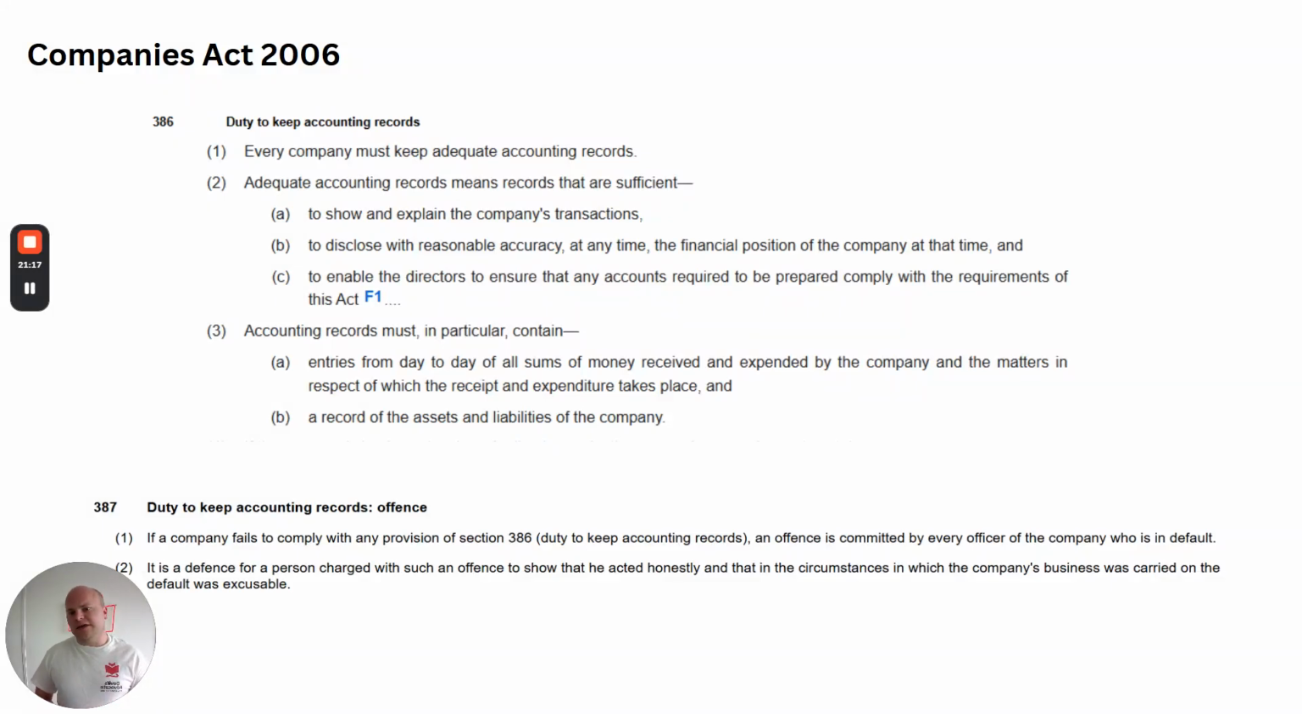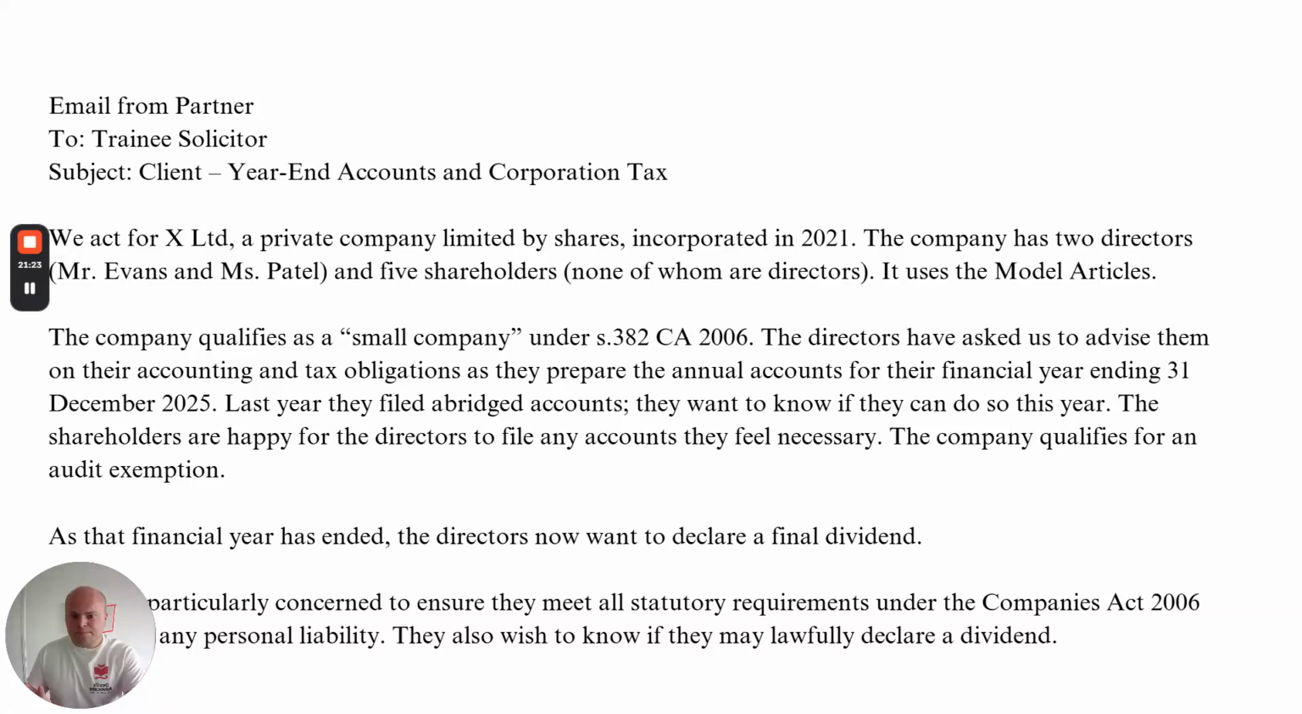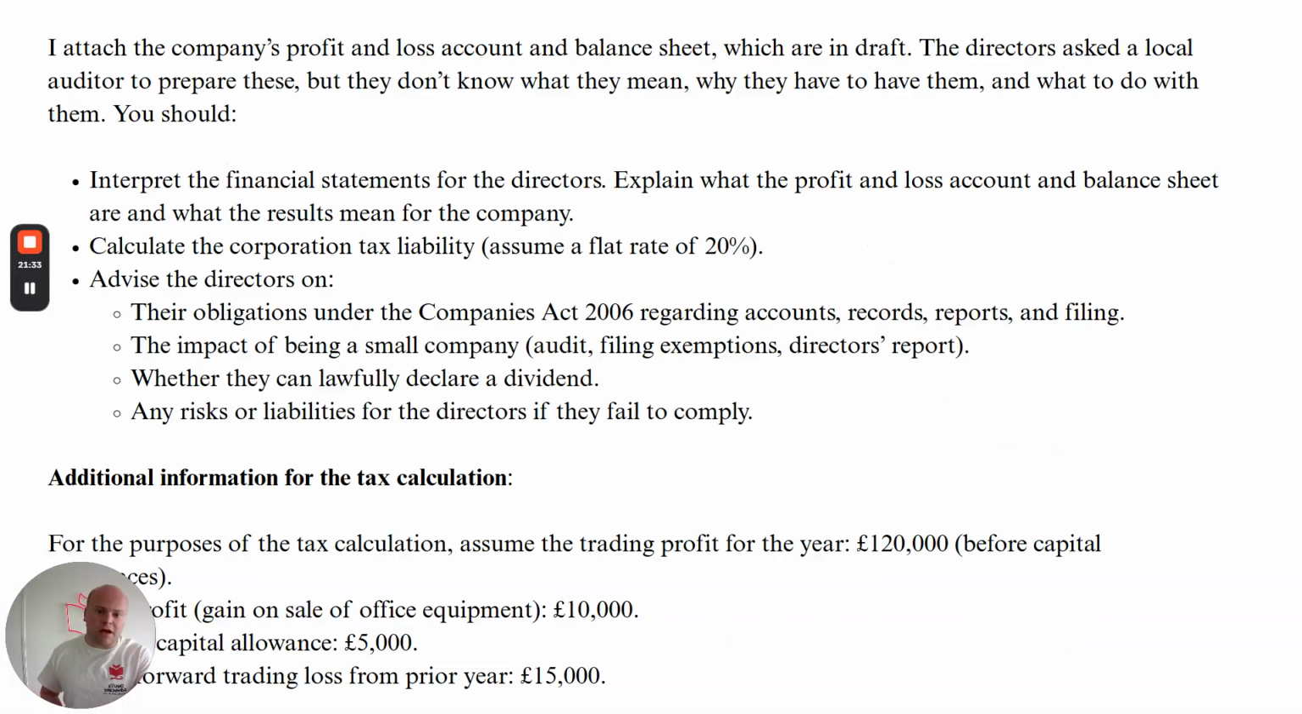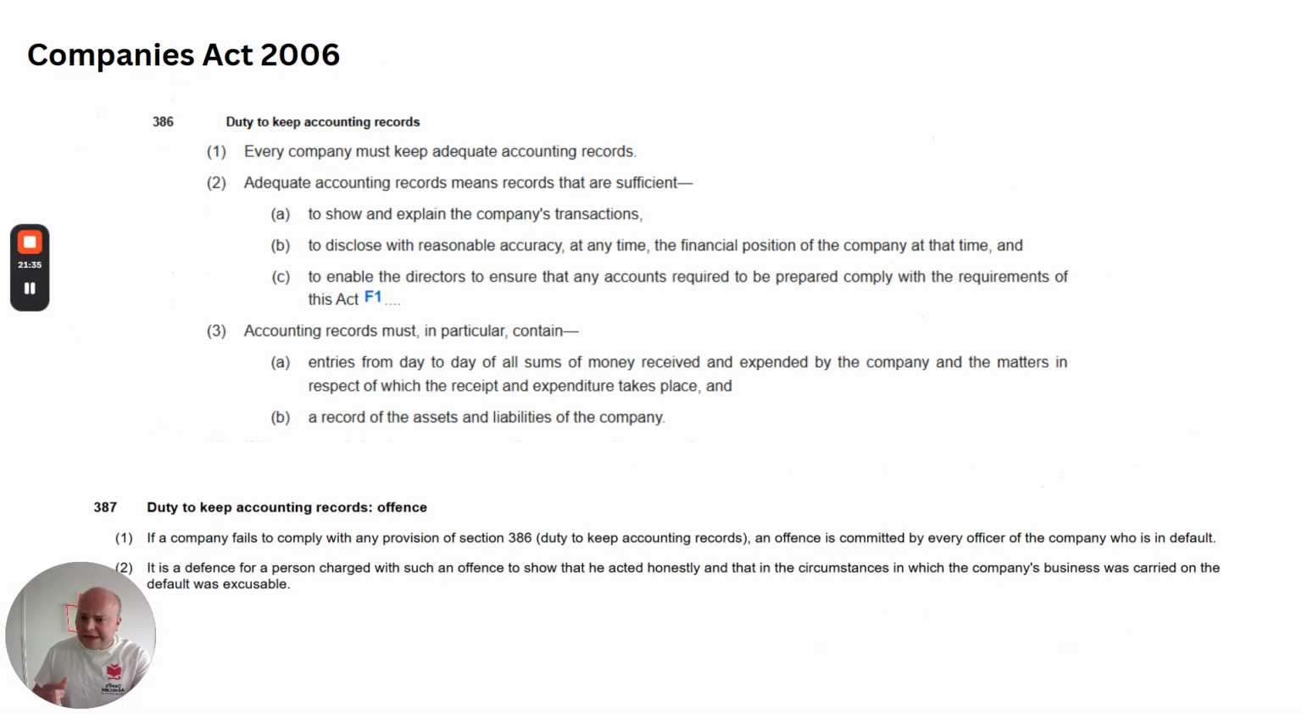And the starting point is under section 386, the duty to keep accounting records. Now, just briefly, let me go back. Remember that I said we've got to understand the obligations for the directors. So when we're looking through this law, try and keep an eye out for these director obligations. So section 386, duty to keep accounting records. Every company must keep accounting records, and accounting records basically need to show the company's transactions, their financial position. So day-to-day sums of money received and expended.